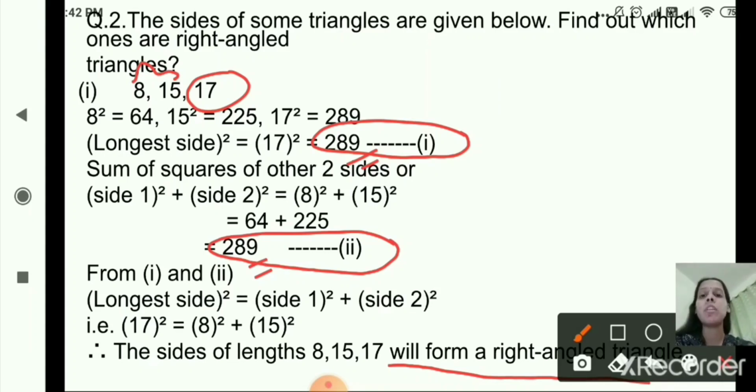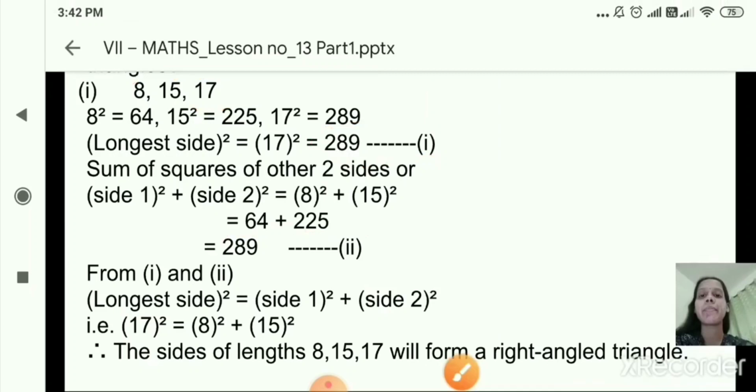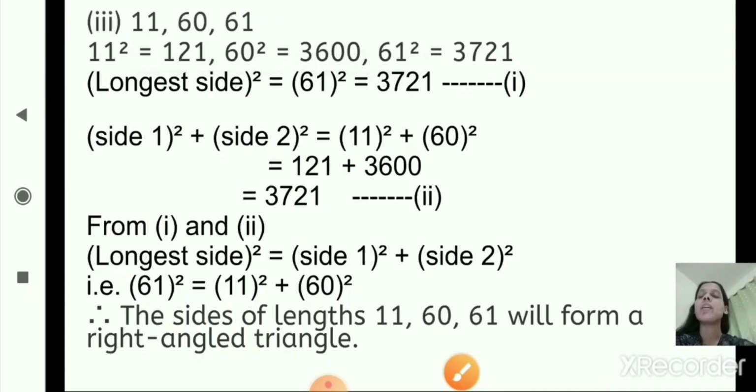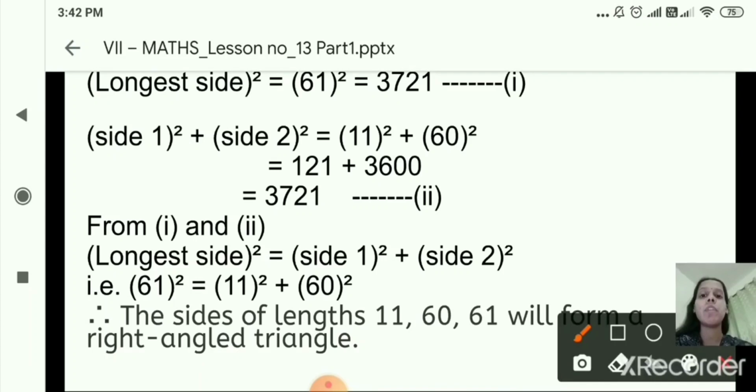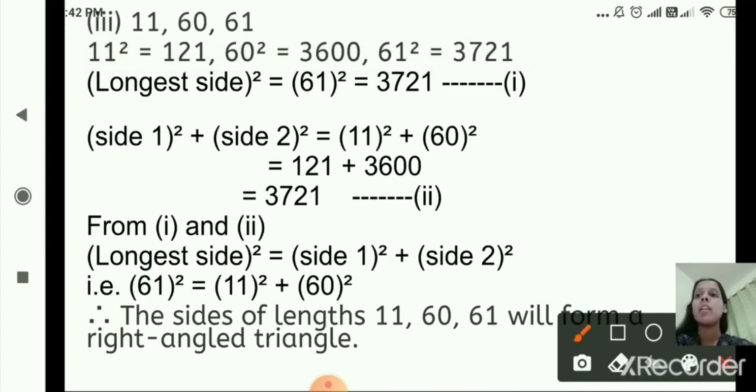Now we'll move to the next sum. Okay, now this is third sum. Second sum is for homework. Third sum, the sets of numbers are given 11, 60 and 61. What is the first step? We'll write down squares of each number. 11 square is 121, 60 square is 3600 and 61 square is 3721.